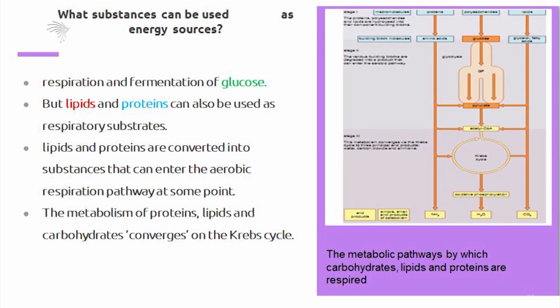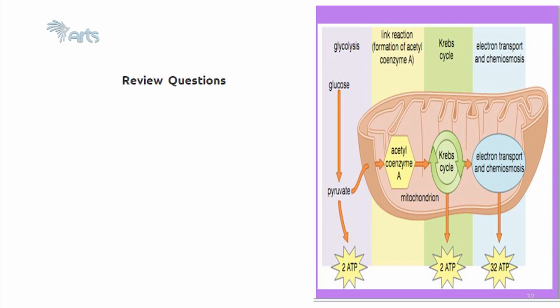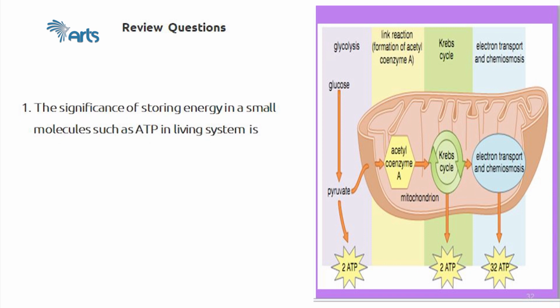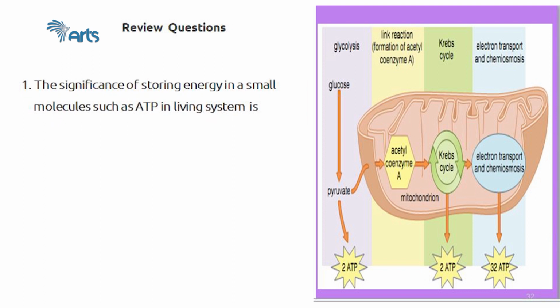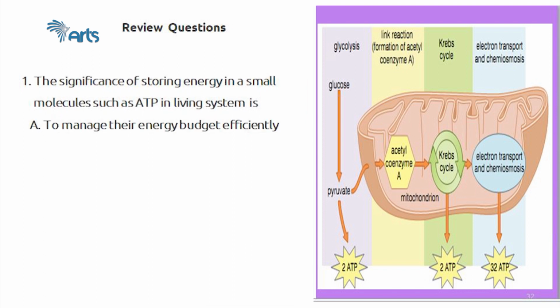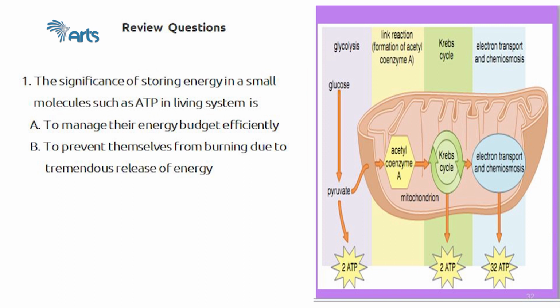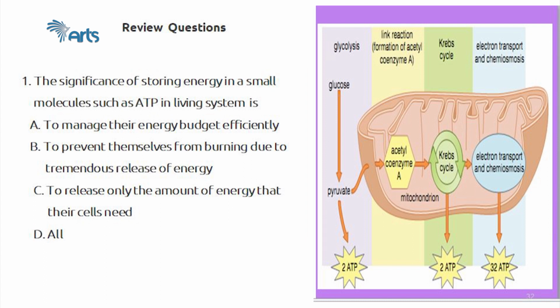Students, now for session four revision questions. Pay attention and answer the questions that follow. The first question: the significance of storing energy in a small molecule such as ATP in living systems is A, to manage their energy budget efficiently, B, to prevent themselves from burning due to tremendous release of energy, C, to release only the amount of energy their cells need, D, all. If your answer is D, students, you are correct.